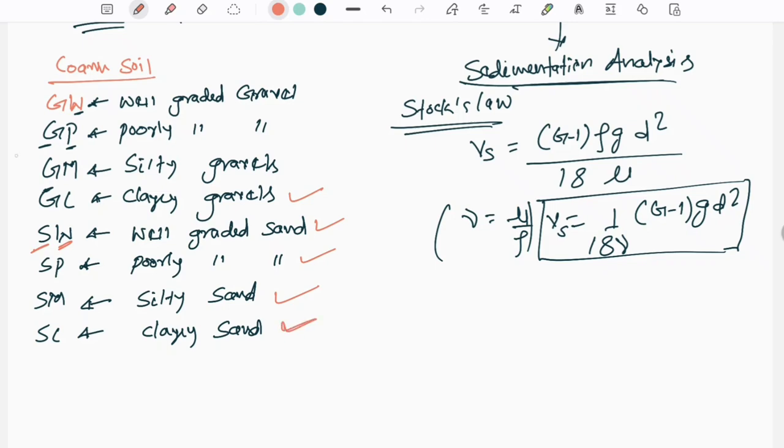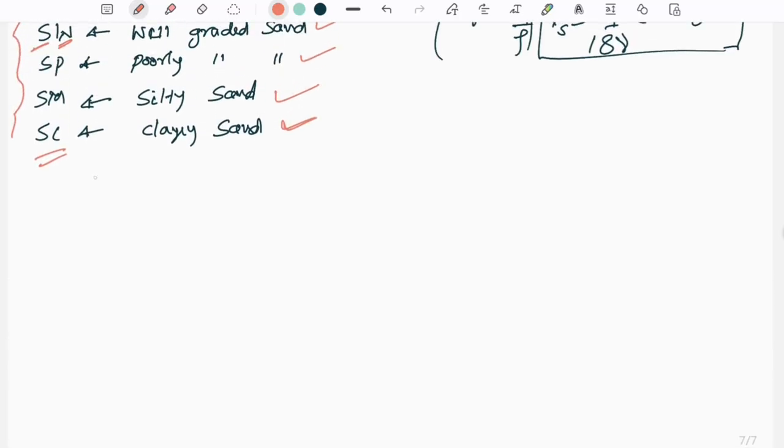Okay, so these are the classifications which may be asked in the exam for coarse grained soil. Similarly for fine grained soil, it is classified based on the liquid limit. Okay, there is a curve.